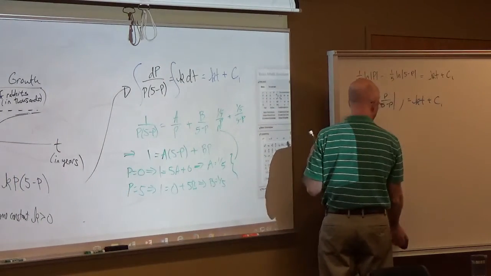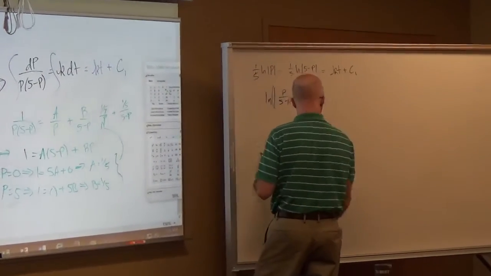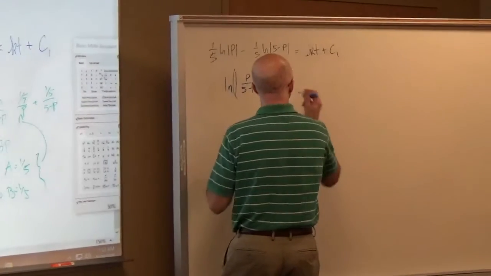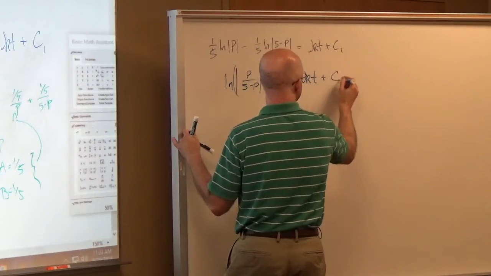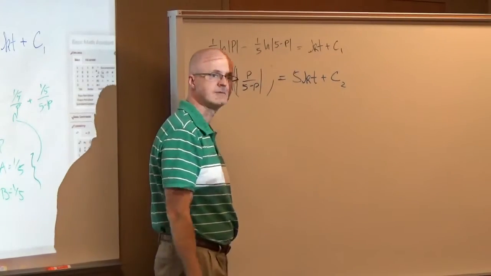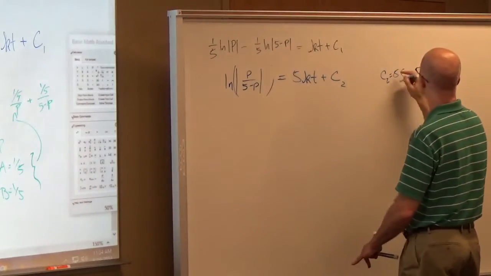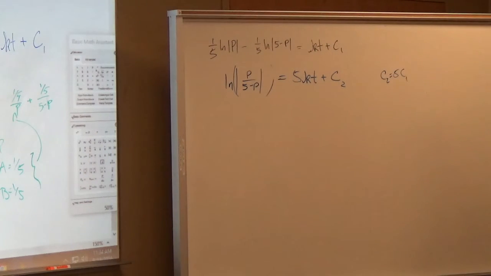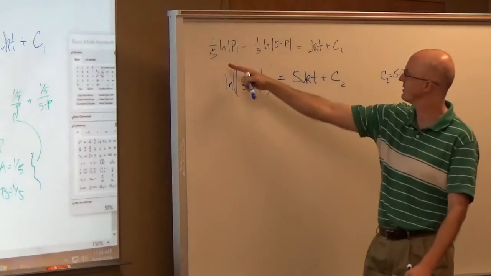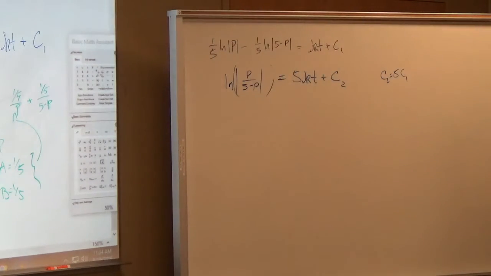If you keep the 1/5 outside, I can multiply both sides by 5 and have a 5kt plus, let's call it C2 instead of C1. C2 would be 5 times C1. So yeah, that sounds like a better idea. Multiply both sides by 5, essentially, and write the C1 instead as a C2.